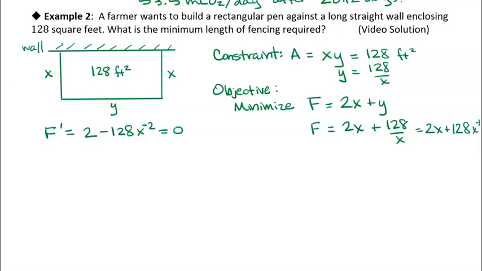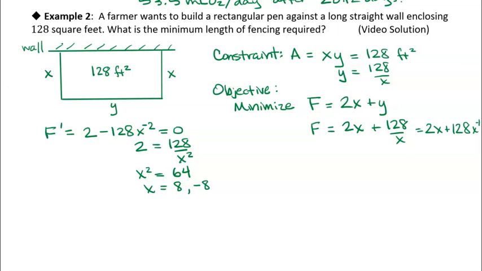So now this 128x to the minus 2 is just the same thing as 128 over x squared. And I'm just going to add that to both sides. So I get 2 equals 128 over x squared. Multiply both sides by x squared and then divide by 2. So I'm going to get x squared is equal to 64, which means that x is equal to either 8 or minus 8, right? You get two answers.